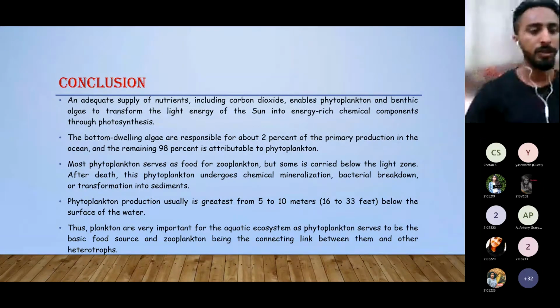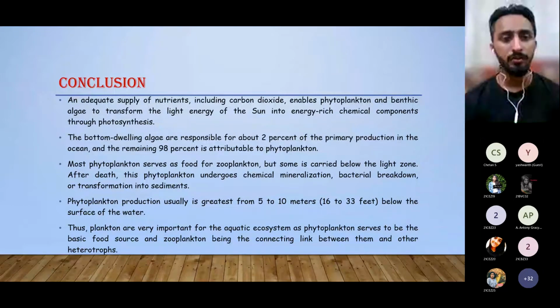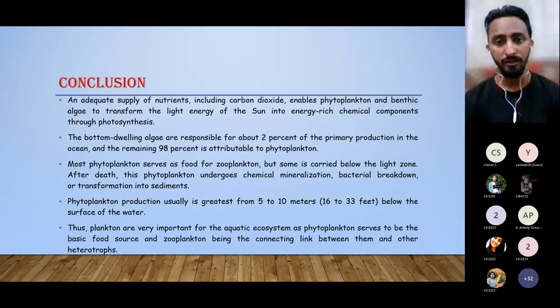First is an adequate supply of nutrients, including carbon dioxide, which enables phytoplankton and benthic algae to transform the light energy of the sun into energy-rich chemical components through photosynthesis. So, an adequate supply of nutrients. Nutrients are already present in the water body. The other sources through which nutrient values increase or decrease in the water are rainfall or other external influence, such as human intervention.